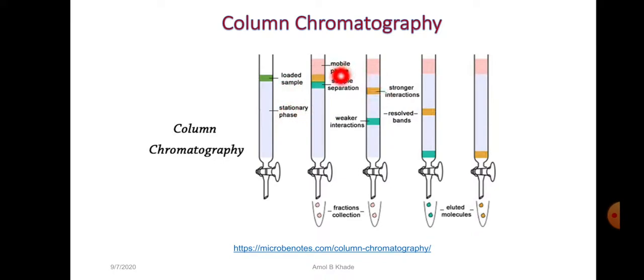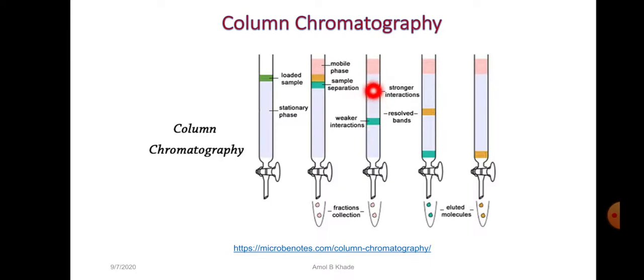Once we load the sample and add some adsorbent over it, we add the mobile phase, which moves inside the packed bed. While moving, it also carries the sample. Based on the adsorption affinity towards the stationary phase and mobile phase, the sample components migrate along the column. Those with weaker interaction with the solid stationary phase move faster along with the mobile phase, and those with stronger interaction move slower.